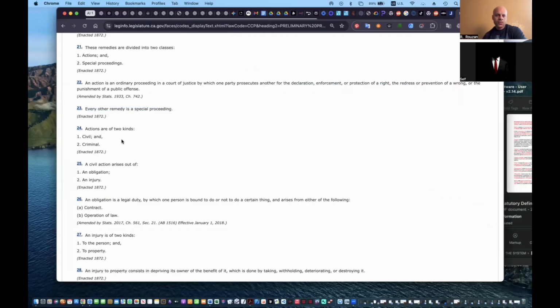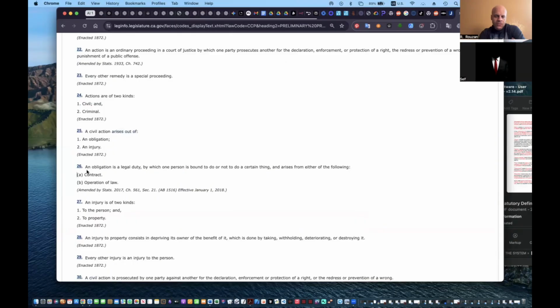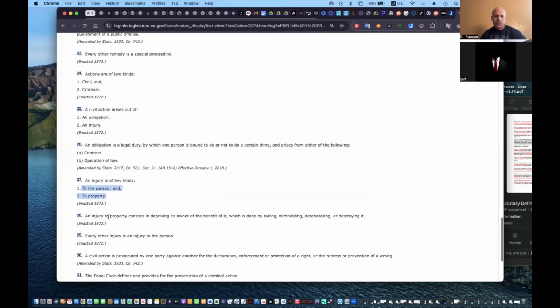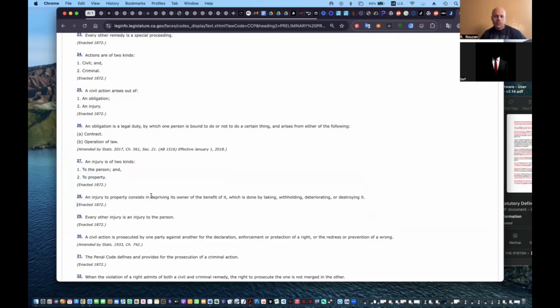Actions, as defined up here, are of two kinds, either civil or criminal. A civil action arises out of an obligation and injury. An obligation is defined as a legal duty by which one person is bound to do or not do a certain thing, and arises from either contract or operation of law. An injury is of two kinds: to the person and to the property. An injury to property consists in depriving its owner of the benefit of it. That's all this injury is.